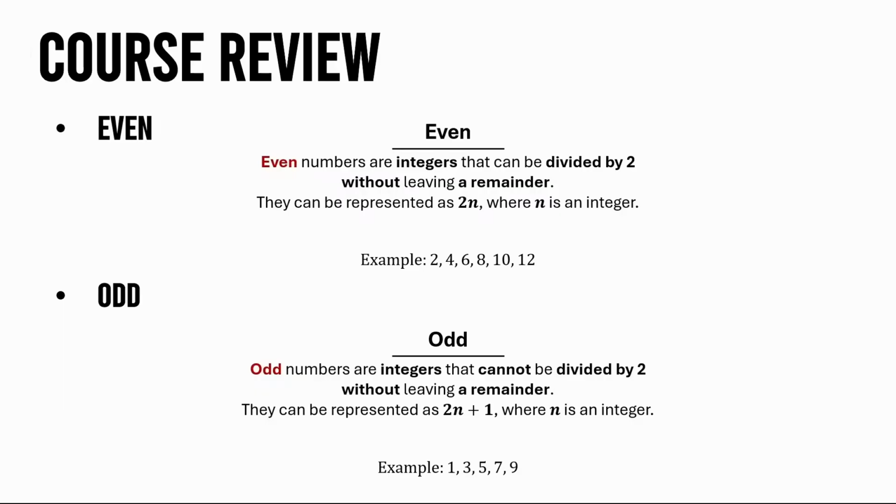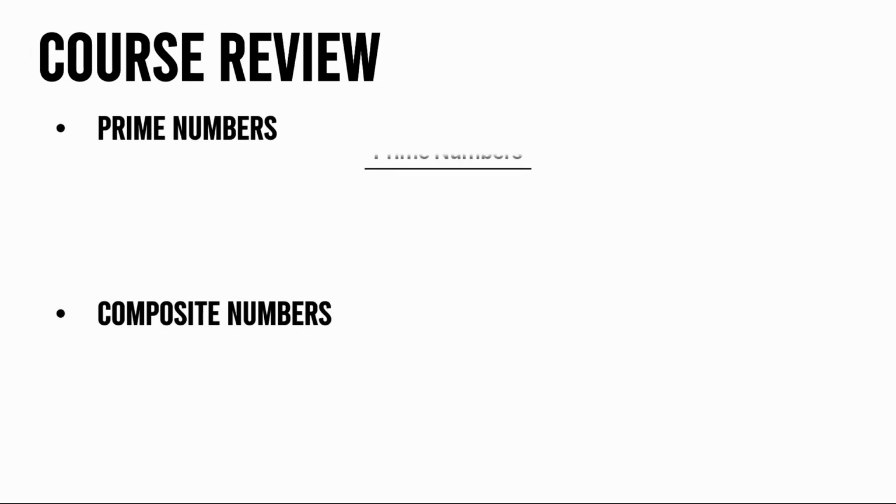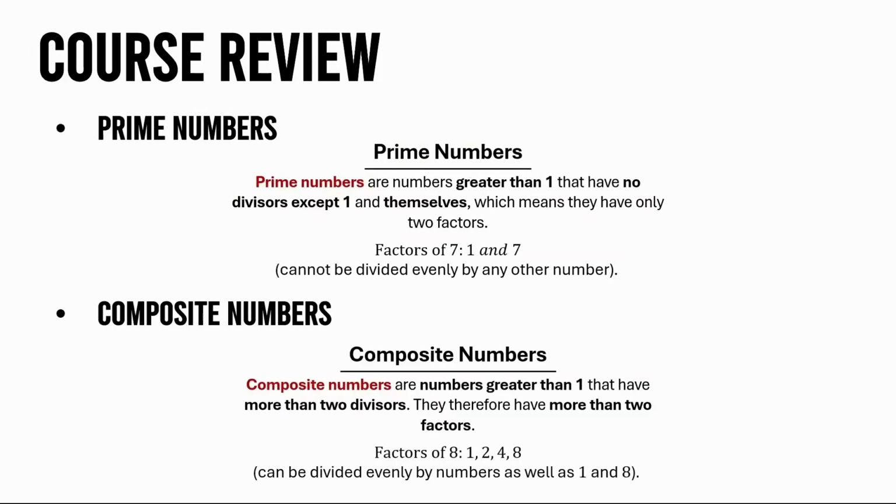Even and odd. Even numbers are divisible by 2 with no remainder. Odd numbers are not. Prime and composite numbers. Prime numbers have exactly 2 divisors, 1 and themselves. Composite numbers have more than 2 divisors. Prime factorization is the basis for finding the greatest common divisor, GCD, the least common multiple, LCM, and for many mathematical proofs.